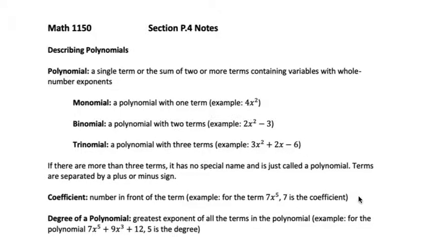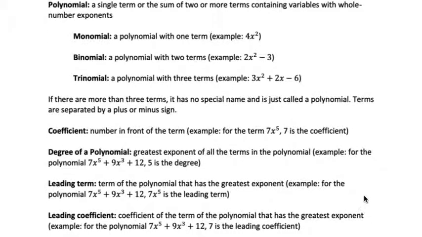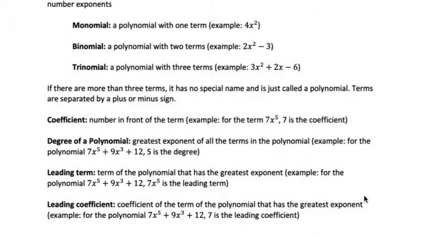The coefficient is the number in front of the term, or the number that is multiplied by the variable. So for example, 7x to the fifth, 7 would be the coefficient. The degree of a polynomial is the greatest exponent of all the terms in the polynomial. So I look at the variable and I find what the greatest power is on that variable. So for this example, the 5 is the greatest power, so 5 is the degree. The degree is always just a number.